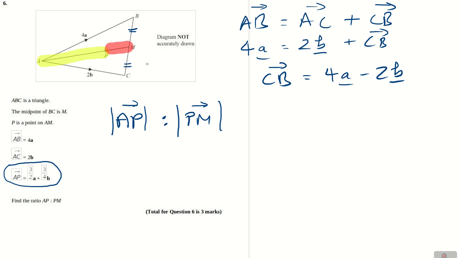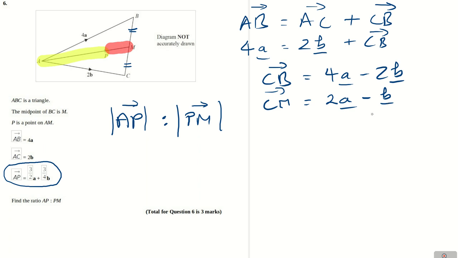Okay, and if we want to go halfway up from C to M, that vector is just going to be half of the vector CB, which is going to be 2A minus B. Okay.